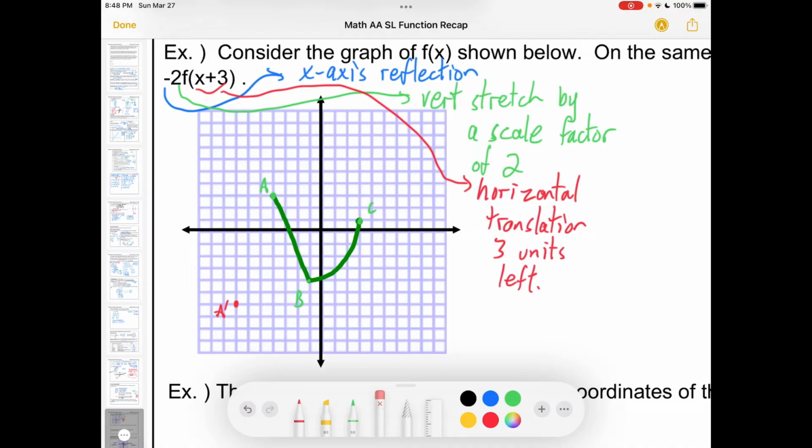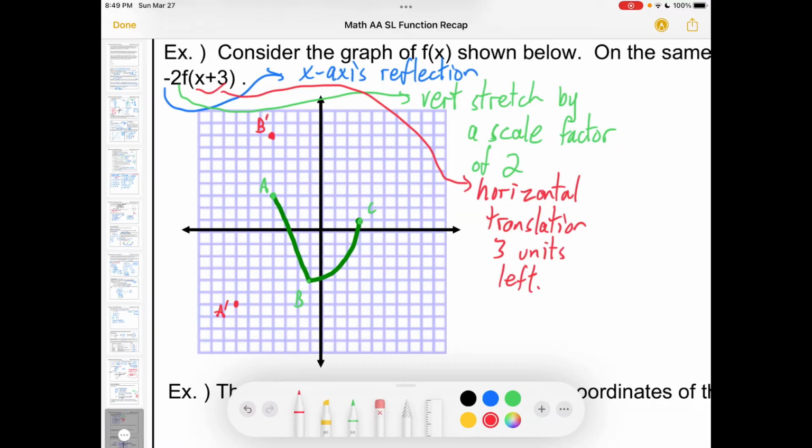I'm going to do the same thing to every other point. So B needs to be flipped through the x-axis. That would put it right here. It needs to be twice as tall. So right now it has a y value of 4. It needs to have a y value of 8. And it needs to go 1, 2, 3 to the left. And that's the location of B prime.